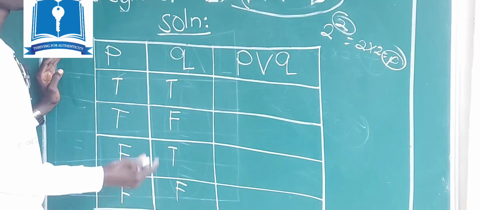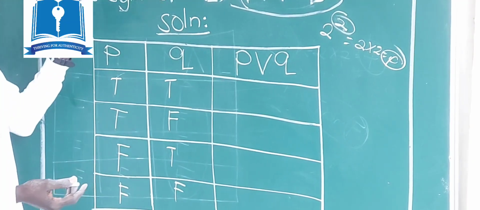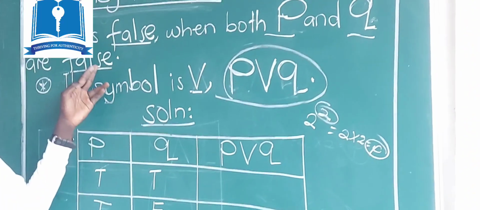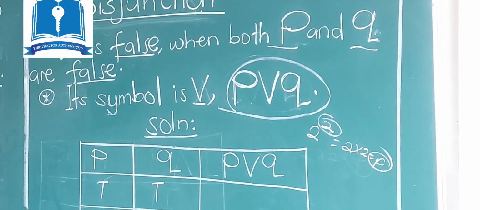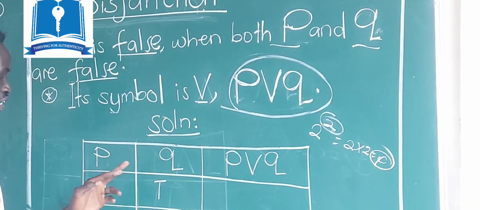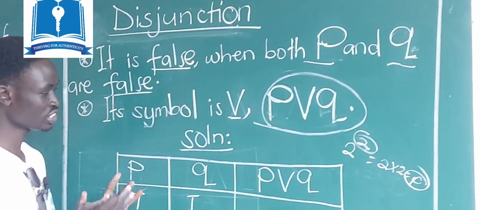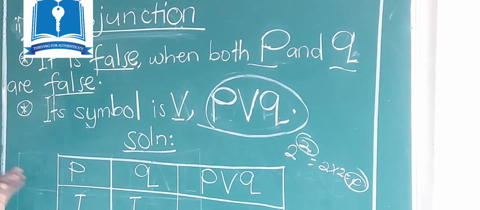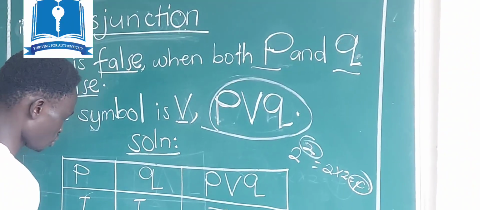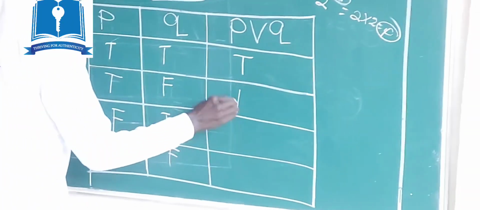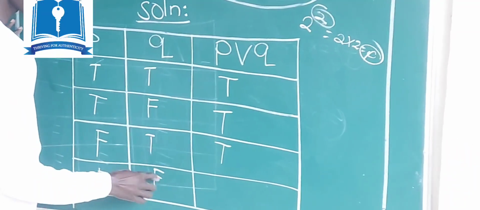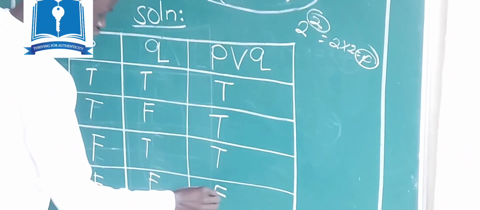Okay. So now we say for this junction it is false when both P and Q are false. When both P and Q are false. So when your P and Q are false, your statement is disjunction. So we have true, meaning it is true. We have true false, meaning it is true. We have false true, meaning it is true. We have false, meaning it is false.